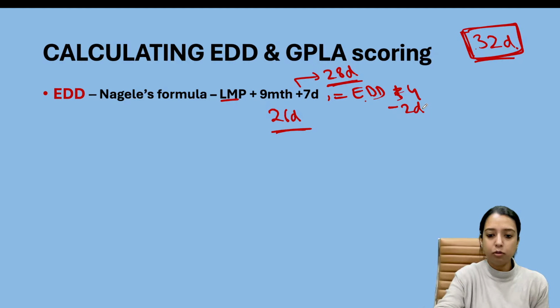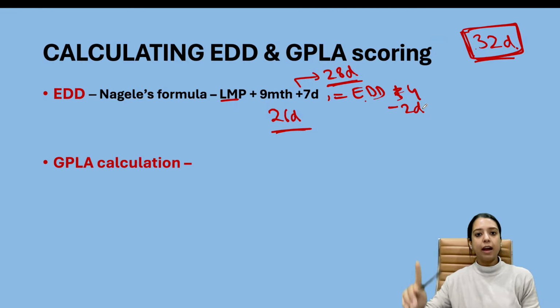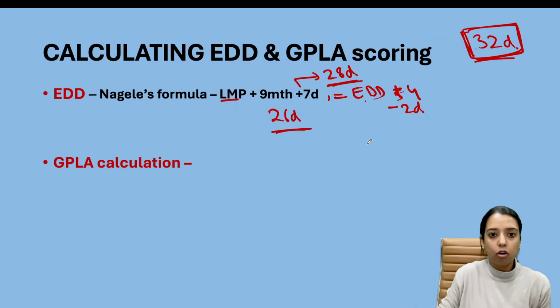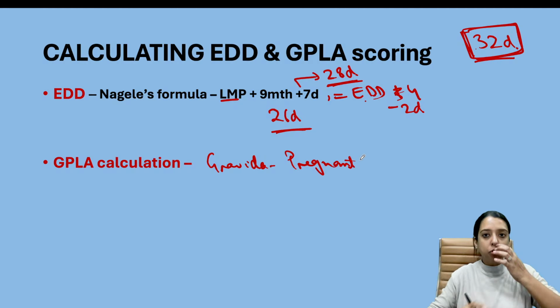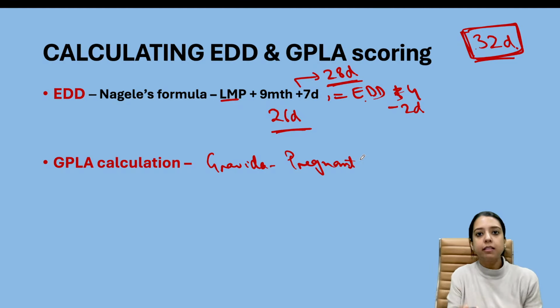So everyone knows EDD. Okay. Everyone knows gravida para calculation. Always remember gravida means how many times she has been pregnant. And currently she has come to you, she is pregnant, that's why she has come to you. So the current pregnancy will be counted. How many times has she been pregnant? I don't care about abortion being a separate topic, I don't care, but how many times has she been pregnant?